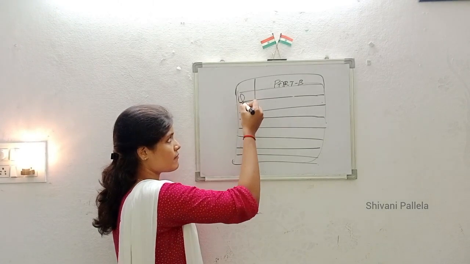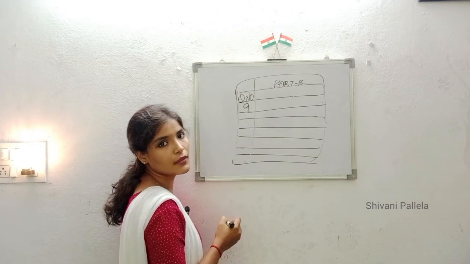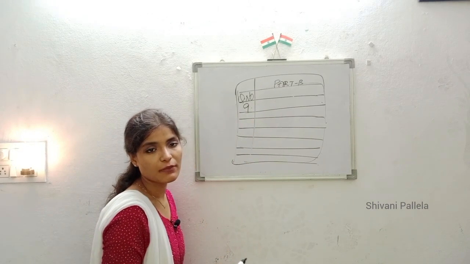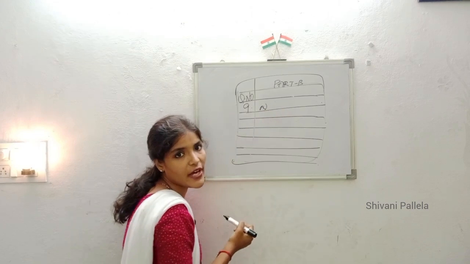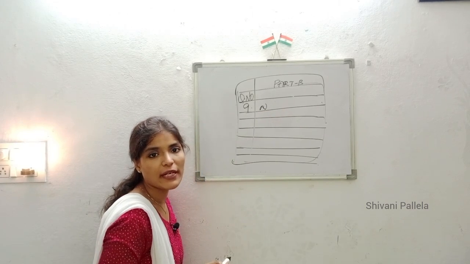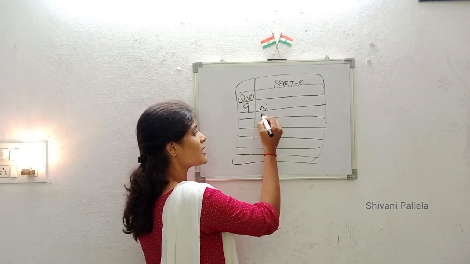Here you write the question number, in which question you are attempting. Question number 9 you are attempting. In the ninth question, A question you are attempting, B question you are attempting. What did they ask in A? What is meant by network? Explain the different types of network. The question is there: what is meant by network?